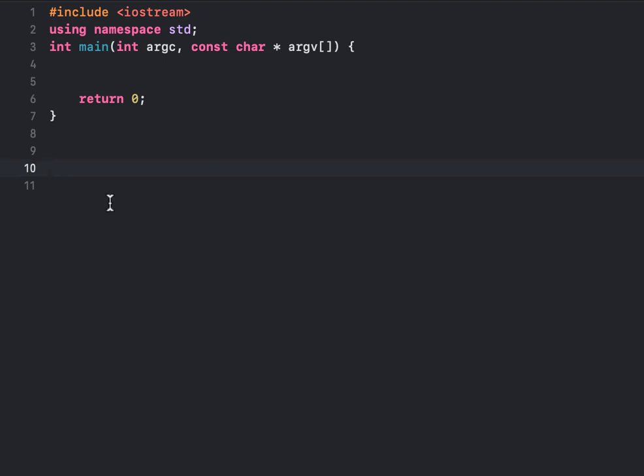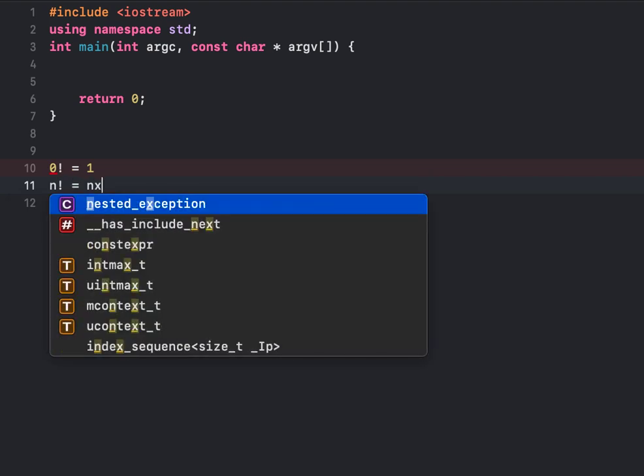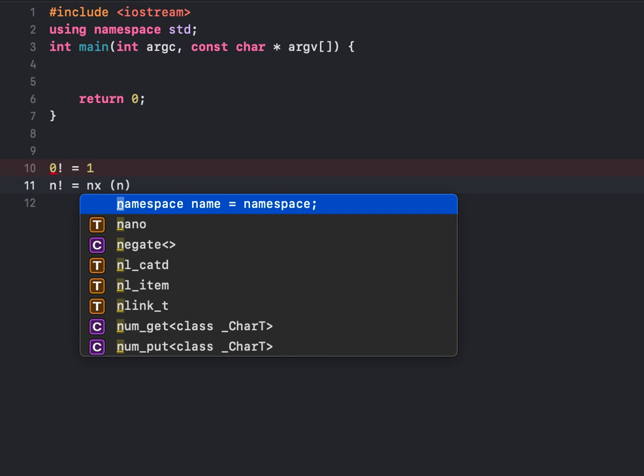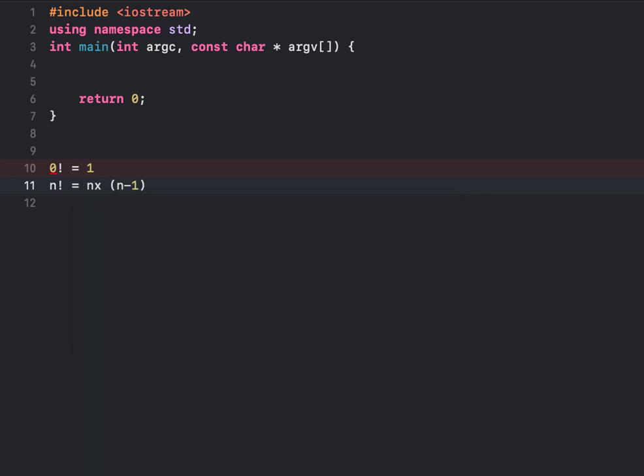The factorial of a non-negative integer, 0 factorial, or any number n factorial, is defined as follows. We know that 0 factorial is always 1, and we know that n factorial is equal to n times (n minus 1) factorial. So basically that is given in mathematics. Remember, this applies when n is a positive integer.